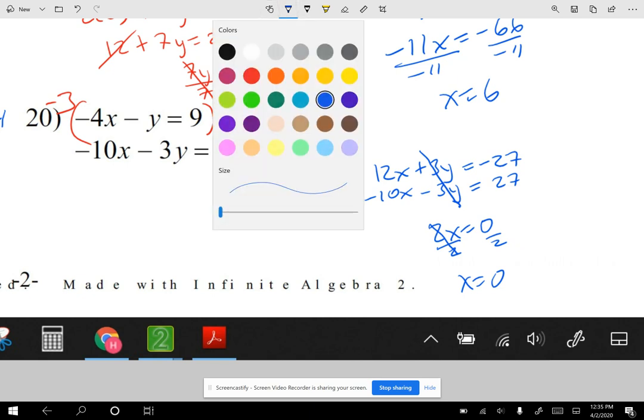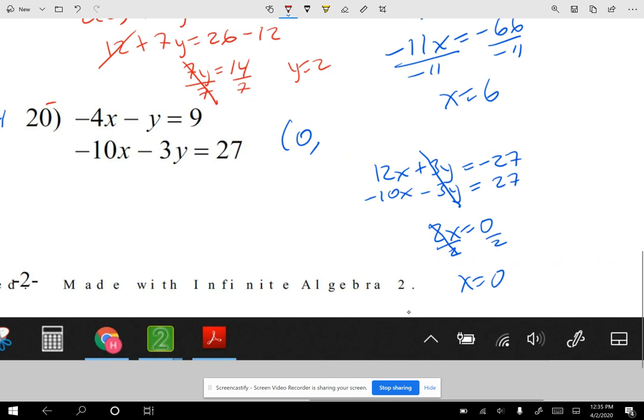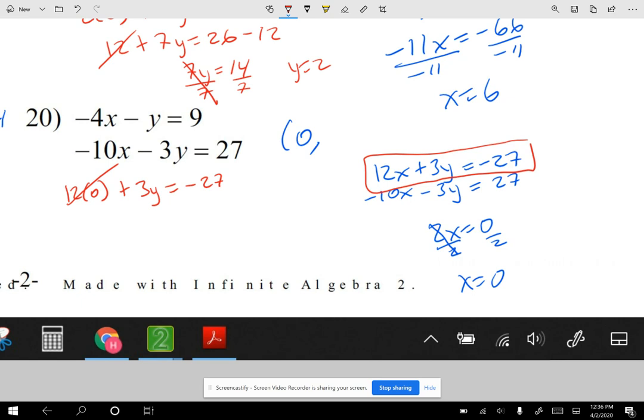Now for the y value, I'm going to use any equation that I want. Let me look at the original question. There's a bunch of negatives. So as a matter of fact, since I can use any equation that I want, I'm going to choose this one. So I have that 12 times 0 plus 3y equals -27. 12 times 0 is 0, so that basically goes away. I have that 3y equals -27. Divide by the number in front of the y. Y equals -9.